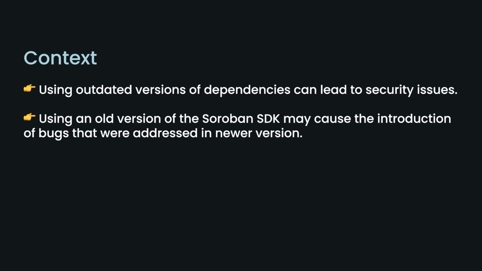In smart contracts, using outdated versions of dependencies can lead to security vulnerabilities and other issues. The soroban-version issue occurs when a project is using an old version of the Soroban SDK. This can lead to potential security vulnerabilities and bugs that have been addressed in newer versions.